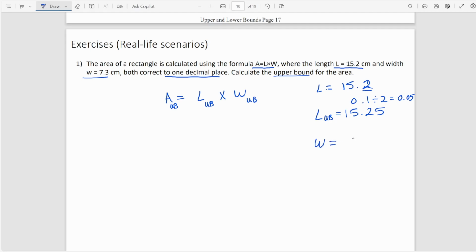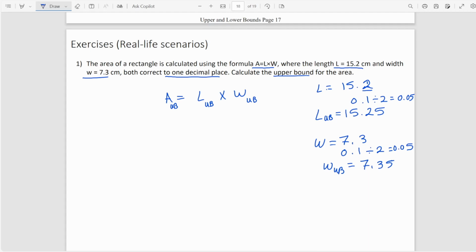Now, the width is equal to 7.3, also correct to 1 decimal place. So this is 0.1 right here. Dividing this by 2 gives us 0.05. And so the upper bound for the width is basically 7.35. We got this by adding the value of the width plus the error.